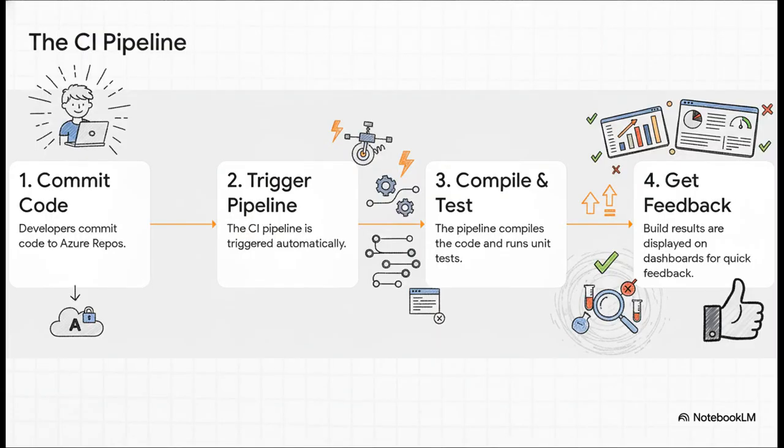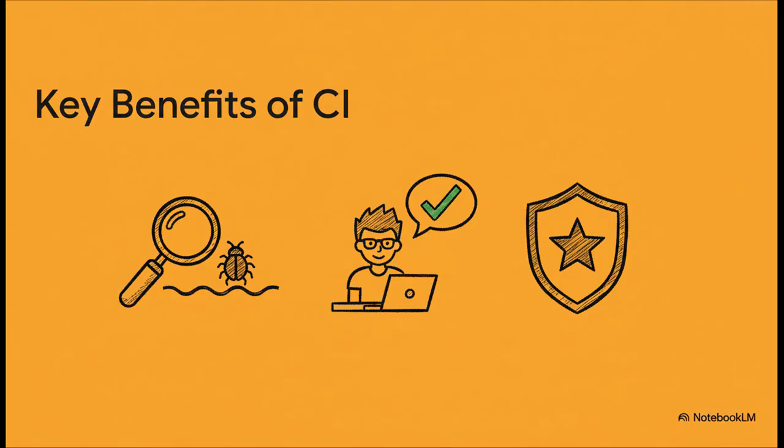A developer commits their code to a repository, right? That single action automatically triggers the CI pipeline. The pipeline then grabs the code, compiles it, and runs a bunch of automated tests, like unit tests, to make sure a specific function, maybe calculate total, is working exactly as it should. And boom, the results pop up on a dashboard, giving the whole team instant feedback. This immediate feedback loop, it's an absolute game changer.